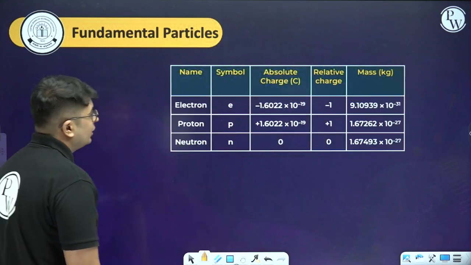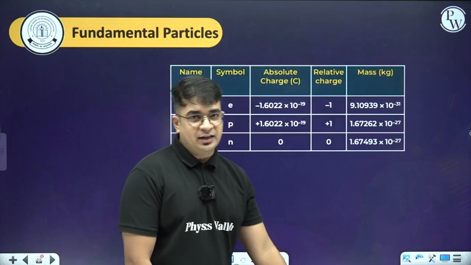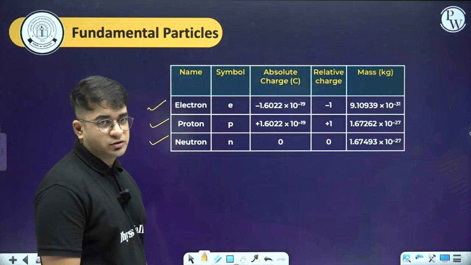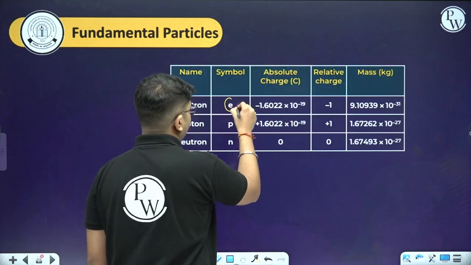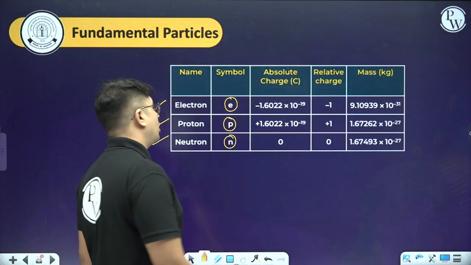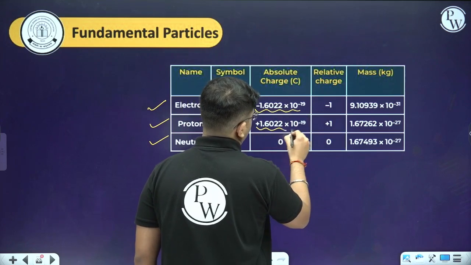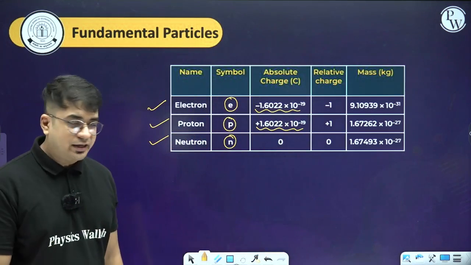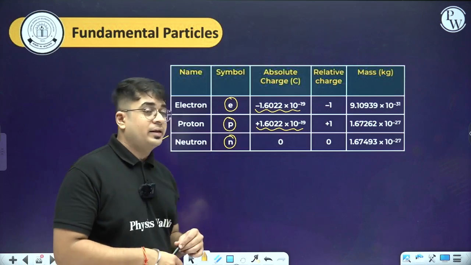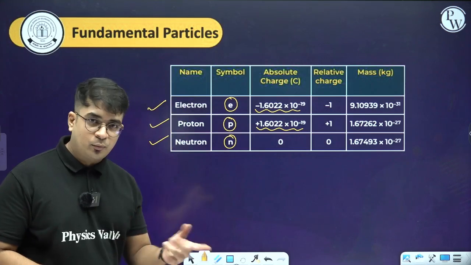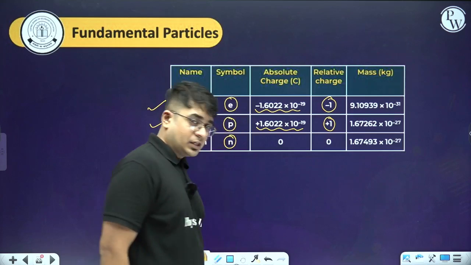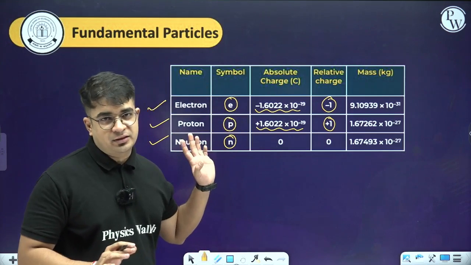This is the discovery. So to sum up everything related to electron, proton and neutron, we have 3 fundamental particles: electrons, protons and neutrons, denoted by the symbols small e, small p as well as small n. The absolute charge of electrons and protons are exactly the same, but their sign is different. For electrons, it is negatively charged, which is 1.6022 multiplied by 10 raised to the power minus 19. For protons, it's the same, but positive. The relative charge is -1 and +1. And for neutron, charge is not present, so it's 0.